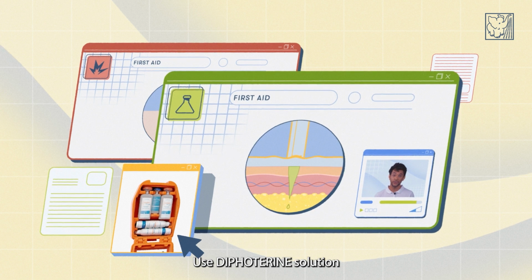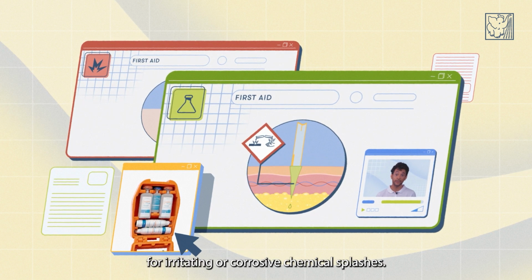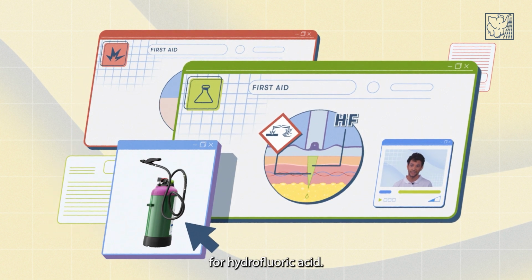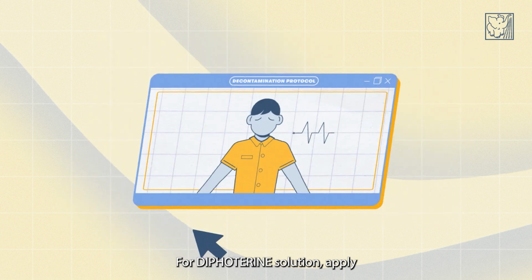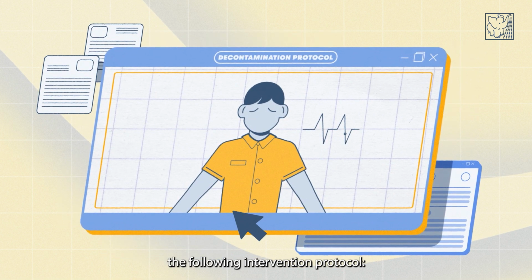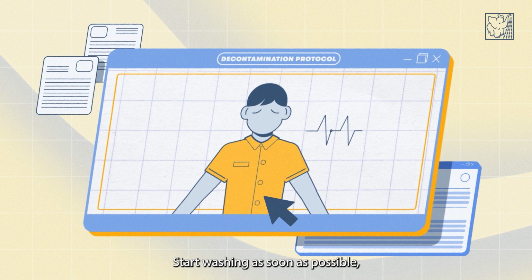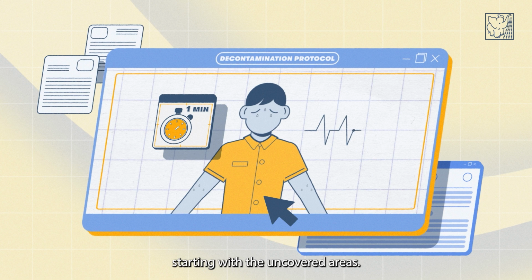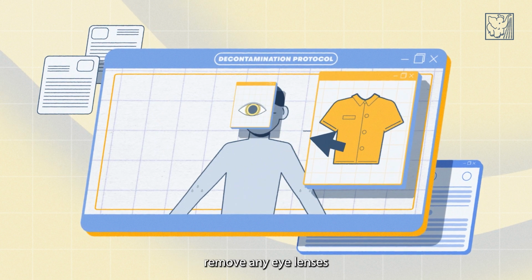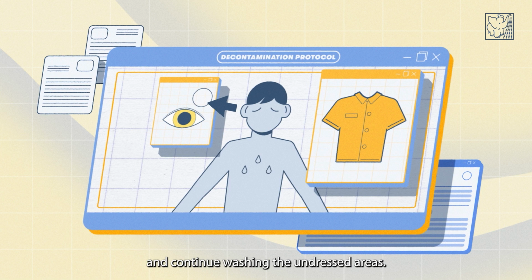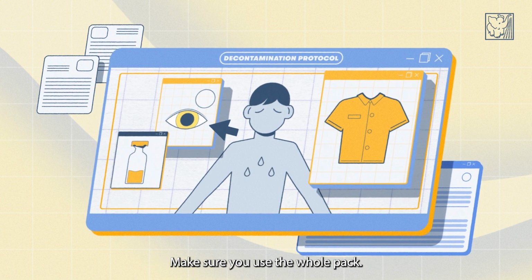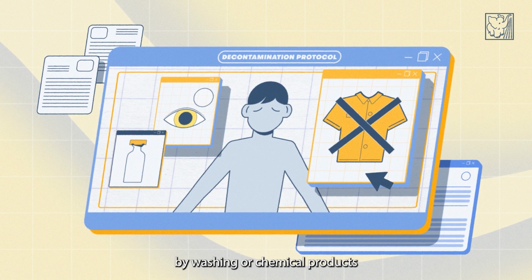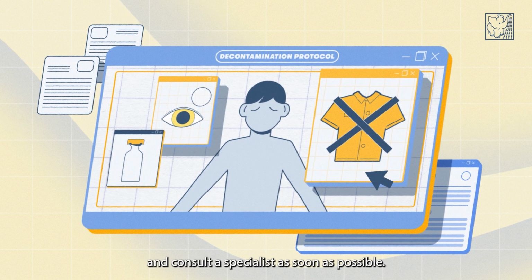Use diphoterine solution for irritating or corrosive chemical splashes. Use hexafluorine solution for hydrofluoric acid. For diphoterine solution, apply the following intervention protocol. Start washing as soon as possible, within 1 minute following the splash, starting with the uncovered areas. Then undress the victim, remove any eye lenses, and continue washing the undressed areas. Make sure you use the whole pack.